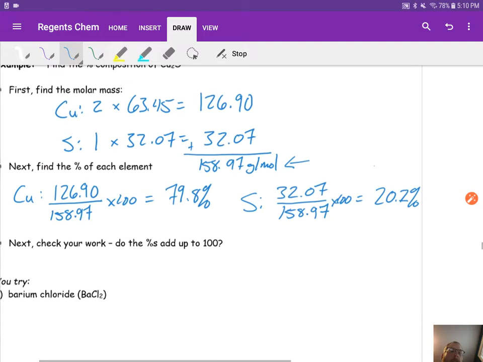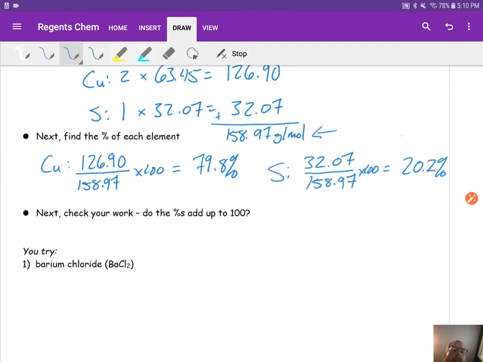20.2%. Now, you can check your work. Do the percentages add up to 100? Remember, if they don't add up to exactly 100, they should be close. If they're off by 0.1%, so if you get 99.9, that is acceptable. If you get 100.1, that's fine. If you get something like 97%, go back and double check your math. Make sure you didn't mix something up. But that's pretty much it.